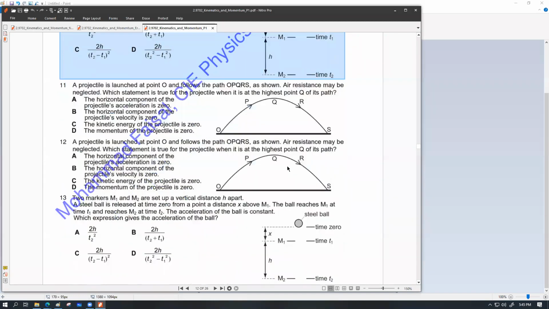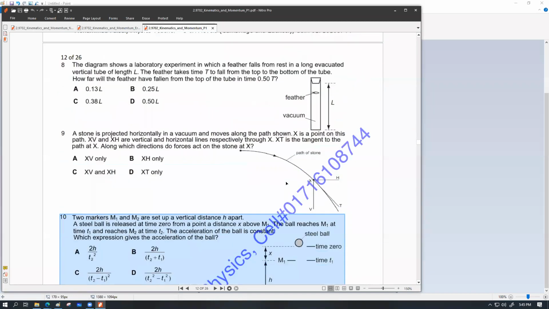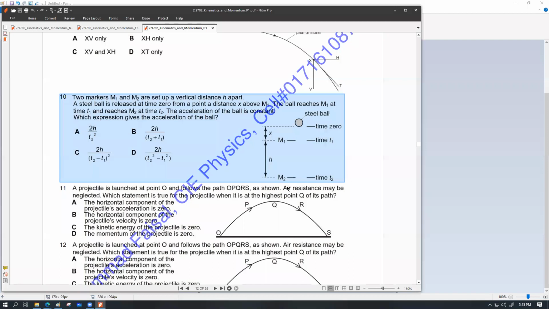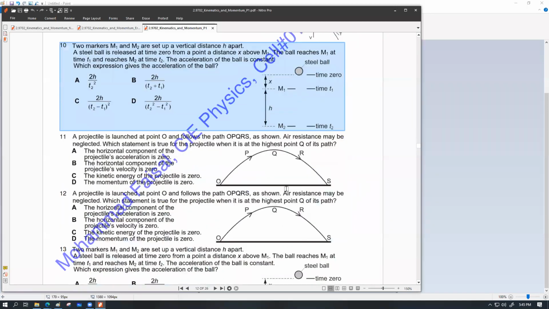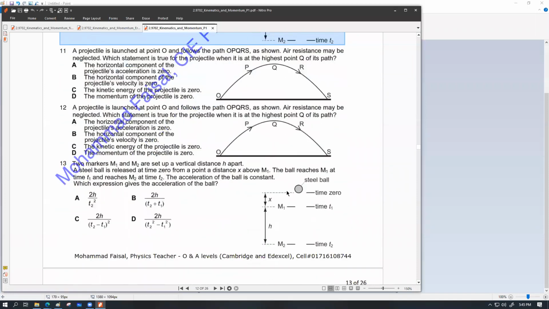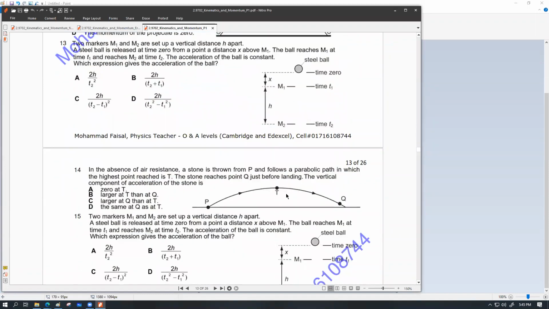Anything else from this page? Page number 12, anyone? Page number 13.